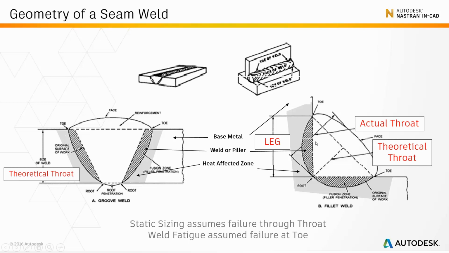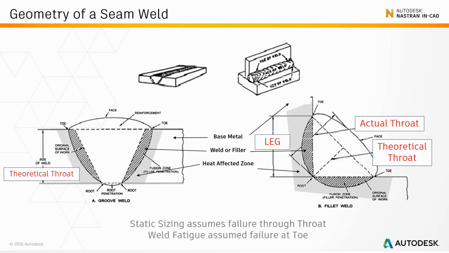And you can see the actual throat is the measurement from the root of the weld up to the top face of the weld. The leg of the weld is the distance down the side of the weld, so you can see it here on the right-hand weld down the left-hand face, and you also have the same across the bottom face. And the light grey area surrounding the outside of the weld, that's likely to be the heat-affected zone, and this is one of the reasons why prediction of welds using FEA is unreliable.